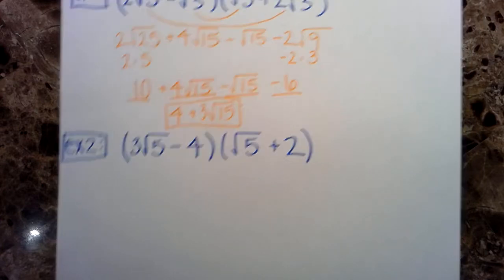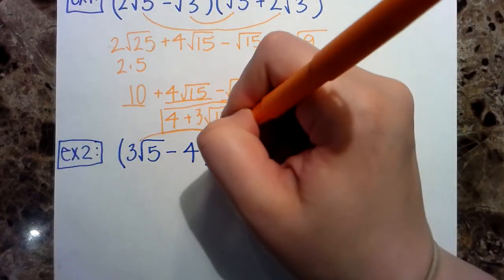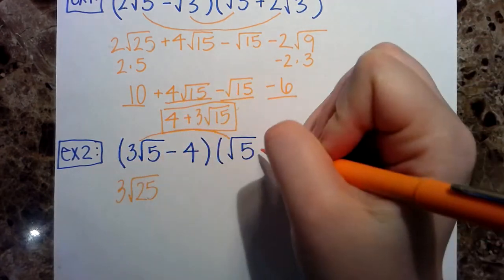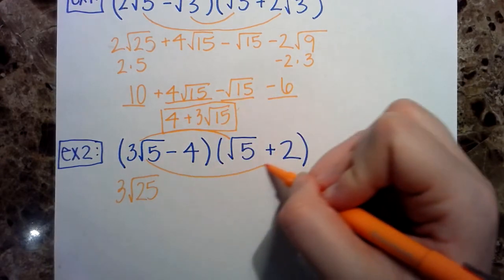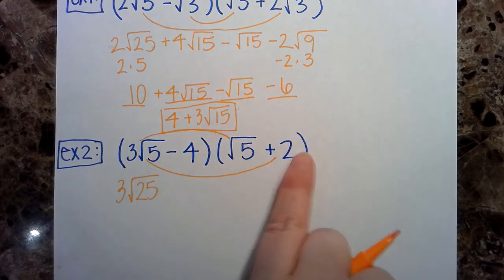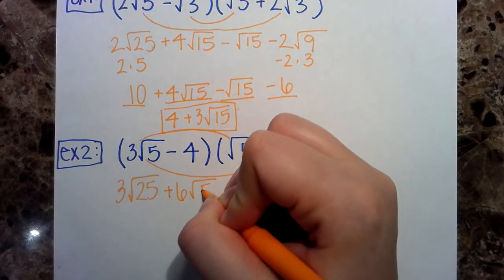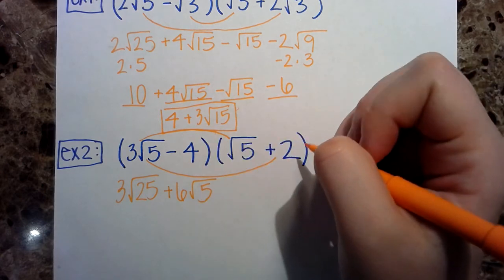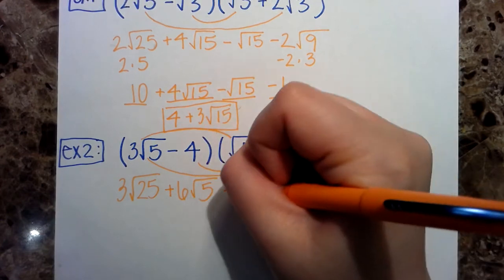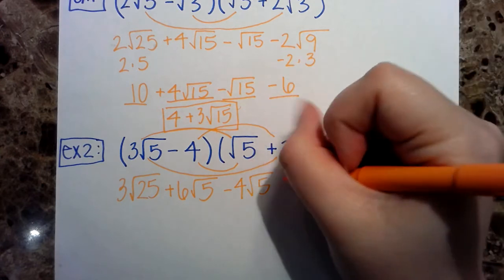Okay, my next example, I'm going to do the same thing. So I got my first terms. So that's going to be 3 square root 25, because 5 times 5. My outside, so when you just have a number without a radical, you're just going to multiply the front term. So it's going to be plus 6 square root 5, because 3 times 2 is 6 square root 5. This is going to be minus 4 square root 5. And then this is going to be minus 8.